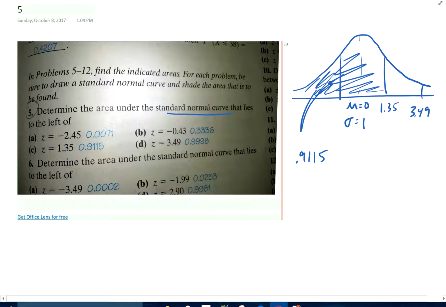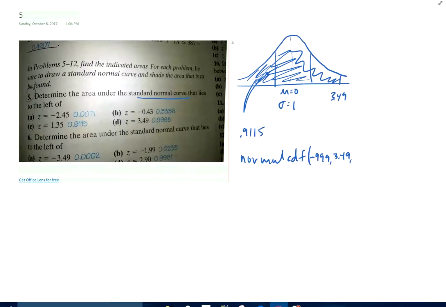That's crazy far out there. 3 standard deviations is just not likely to happen by chance at all. So if I look it up on here, and guess what, my table doesn't even go that far. Okay, so what am I going to do? I'm going to do normalcdf, negative 999, 3.49, 0 and 1.